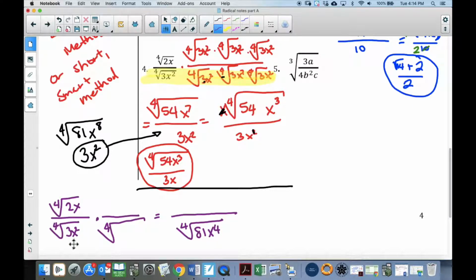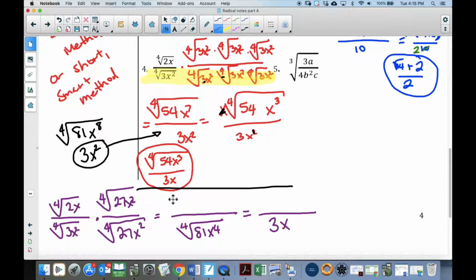Well, I would need to multiply 3 times 27 to get 81, and I would need to multiply x squared times x squared to get x to the 4th. And if that's what I multiply in the denominator, I multiply that same thing in the numerator. This is going to multiply out to be 81 x to the 4th. That's what I wanted, because the fourth root of 81 is 3. The fourth root of x to the 4th is x.